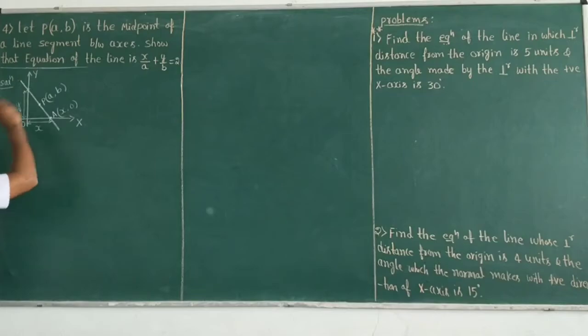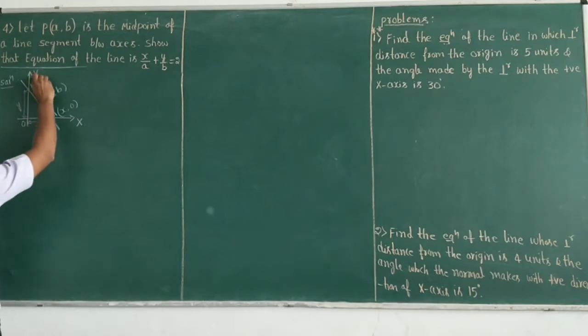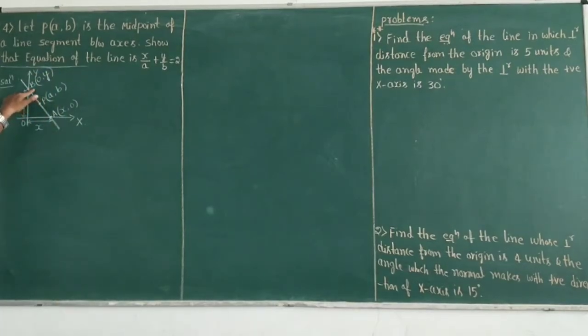Similarly, what is the point B? This is the point B, and here the distance is y. Any point is of the form (x, y). Here x is 0 and the value of y is y, because this is a point on the y-axis. For any point on the y-axis, the x coordinate is 0. For any point on the x-axis, the y coordinate is 0.